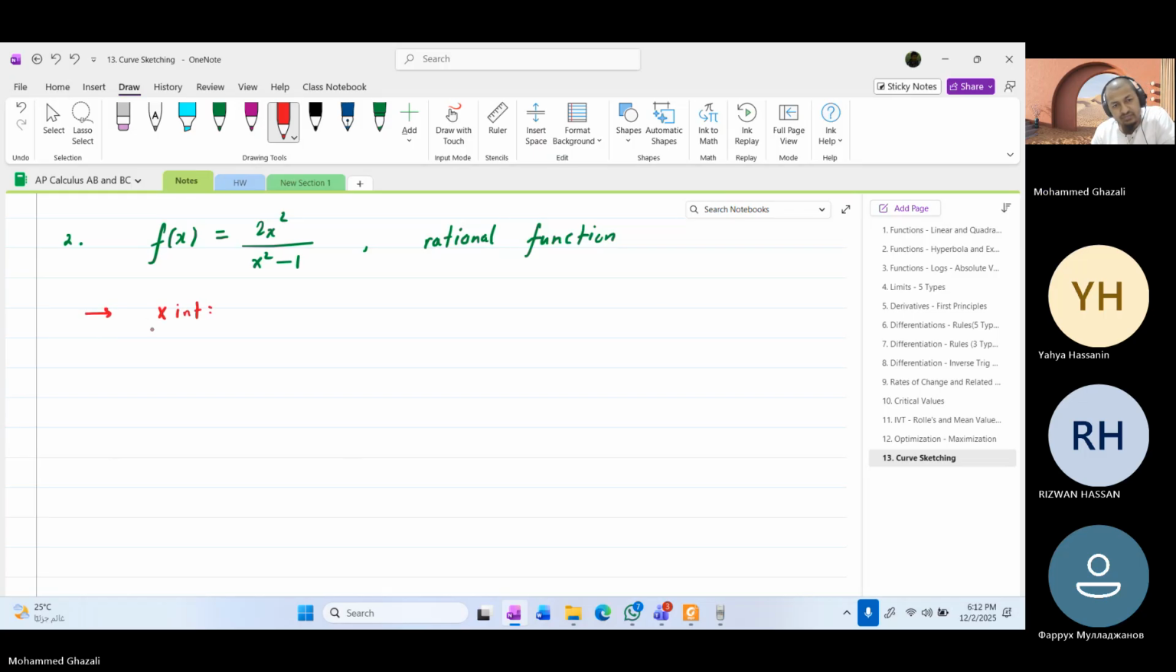X-intercept, you make y equal to 0. If y is equal to 0, just make the numerator equal to 0, because there's no use writing out the denominator as well, x squared minus 1 equal to 0. If you cross multiply, straight away just the numerator is equal to 0. In other words, you just have x is equal to 0, with multiplicity 2.